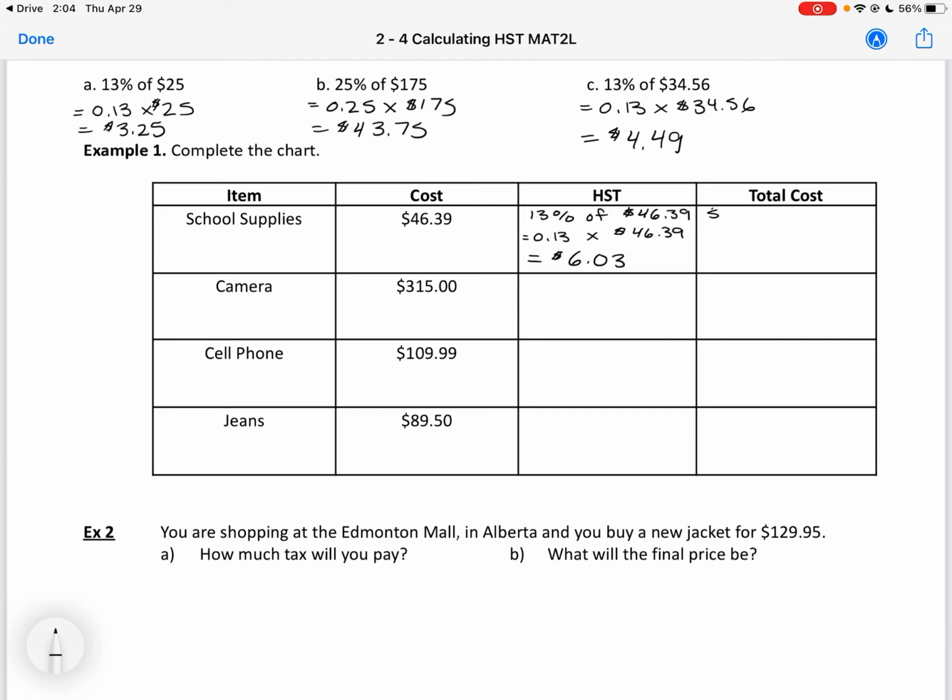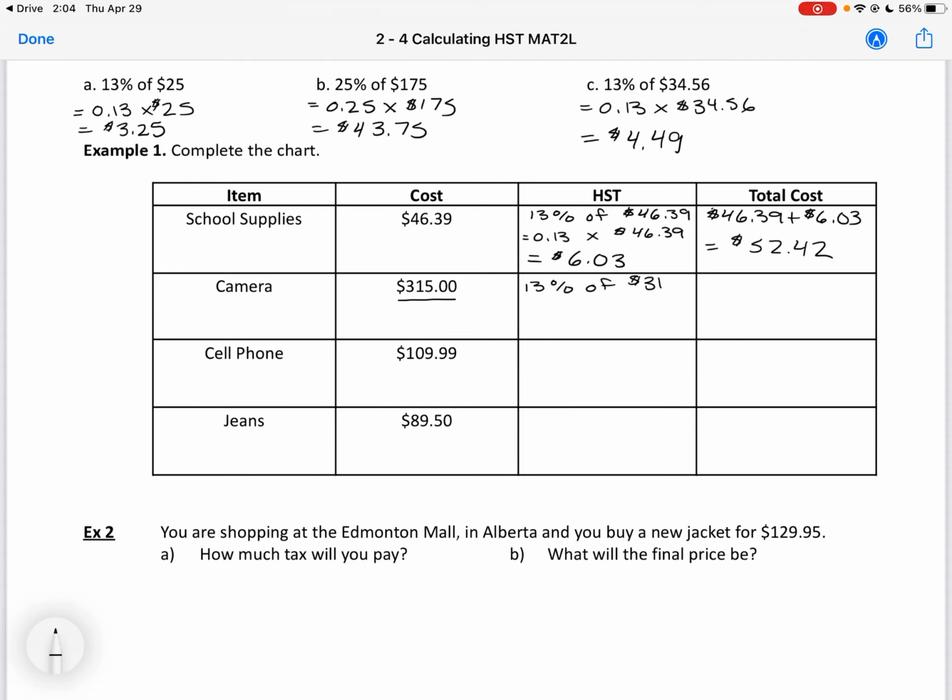$6.03 as my HST. In order to find my total cost, I'm going to add those two together. Which gives me my total cost of $52.42. My next example, I'm looking at a camera. So my HST, I'm going to do the same thing.